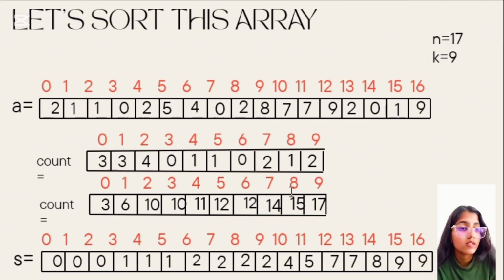Go to the 8th index of the count array. It is 15. You must decrement 15 by 1, so it is 14. You must enter 8 at the 14th index of the sorted array. Then it is 2 here. Now I think that you understand how the sorted array is created using the original array and the count array.